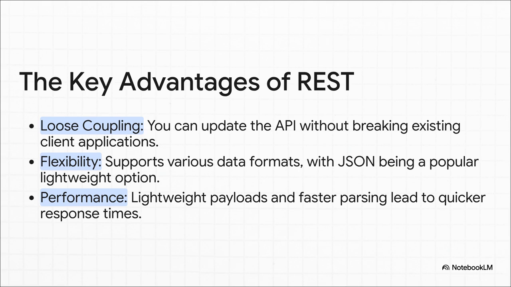First, you get what's called loose coupling. This just means the app and the server aren't tied together so tightly, so you can make changes to the API without breaking every single app that uses it. It's also super flexible, especially with its support for JSON. And all of that adds up to a huge boost in performance, which means faster, snappier experiences for you, the user.